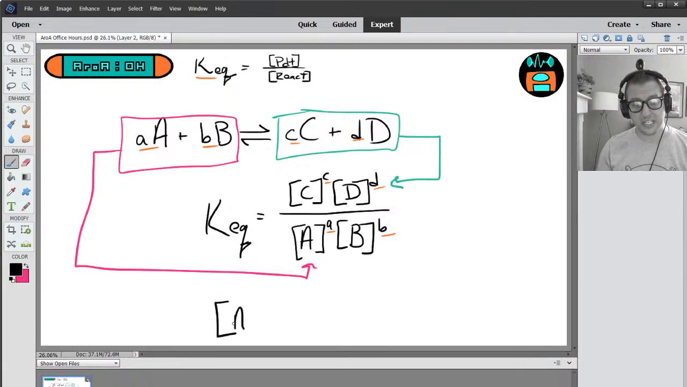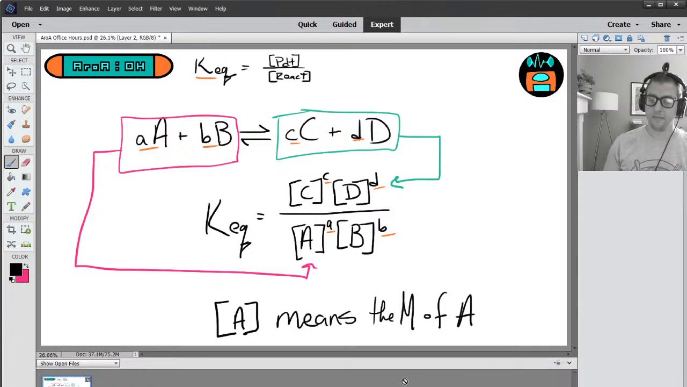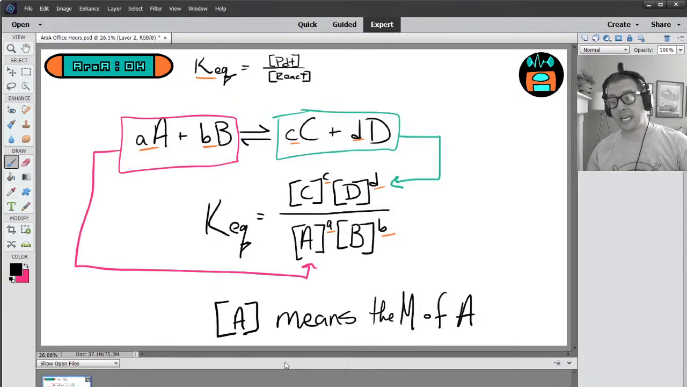One last quick reminder, these square brackets mean molarity. So this means the molarity of A. All right, and so that's just a quick review. I know we introduced the equilibrium constant at the end of last lecture, and we're going to be using it quite a bit today. So I wanted to just take a moment, put that in the forefront of everyone's mind before we move forward and do a few more examples.